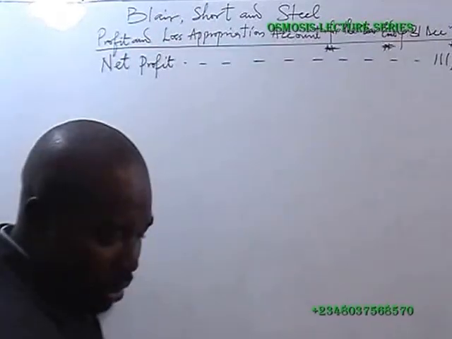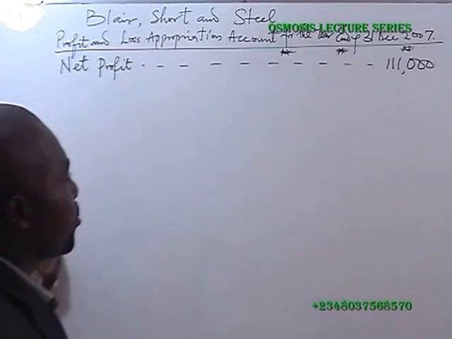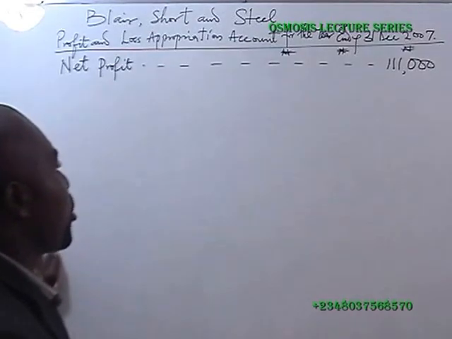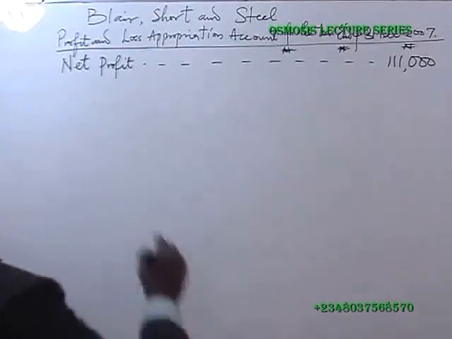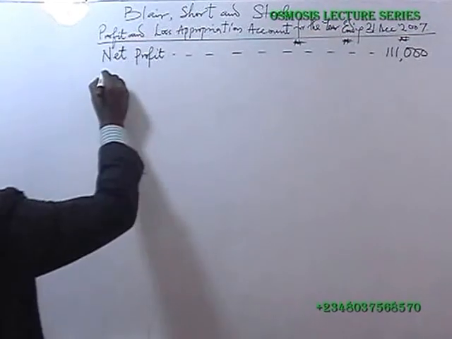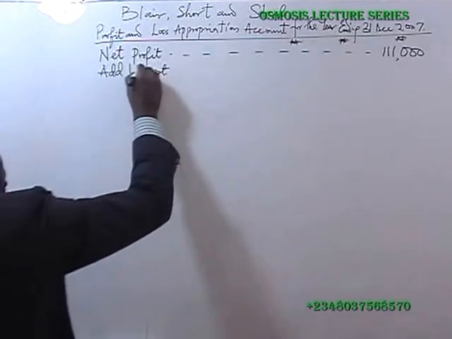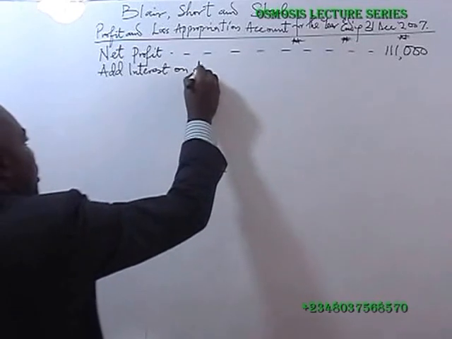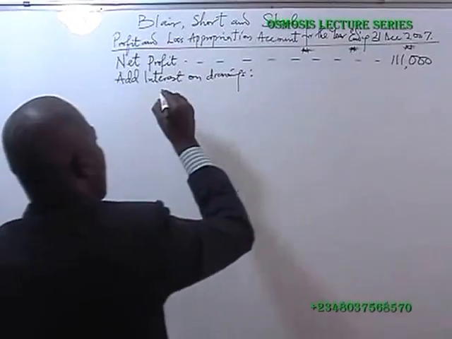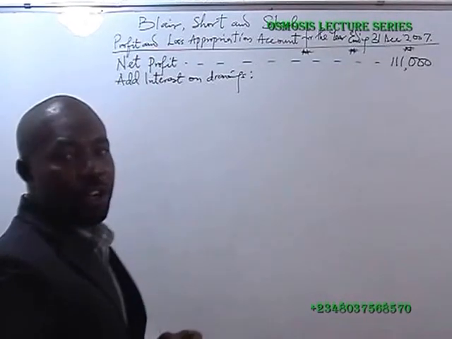So after the net profit, we ask ourselves, what are the items that can increase the net profit? We'll talk of interest on drawings. Is there any interest on drawings? Yes. So we add interest on drawings for the three of them.